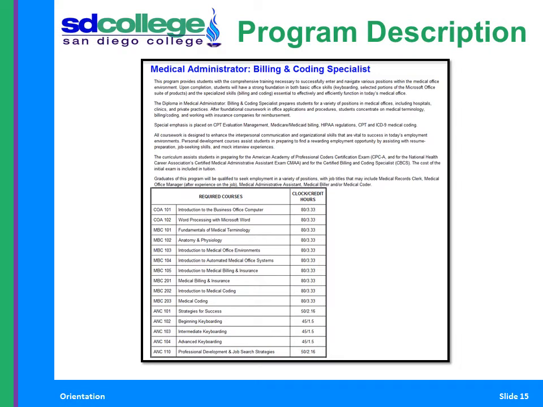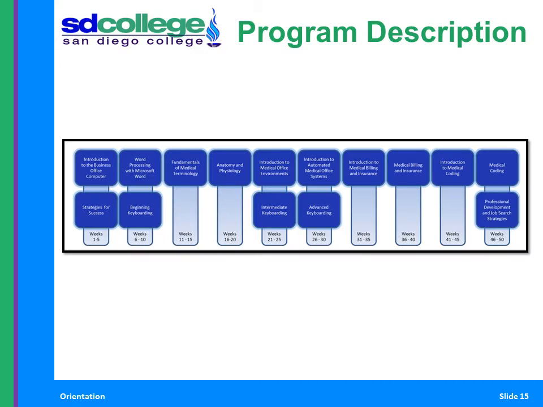This document describes the program that you are currently enrolled in, lists the professional certifications that you can choose to pursue, and indicates the kinds of jobs you may be qualified for at the end of this program. There is also a complete list of courses in this program. On the very bottom of the program description is a chart that shows what courses you will be taking during each term at San Diego College.